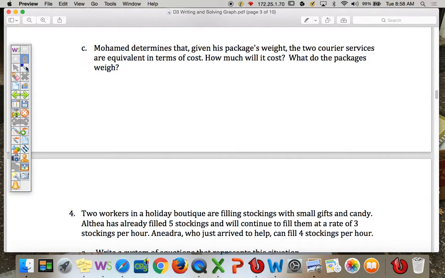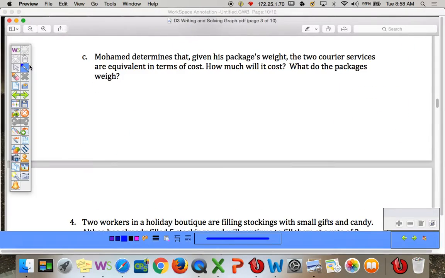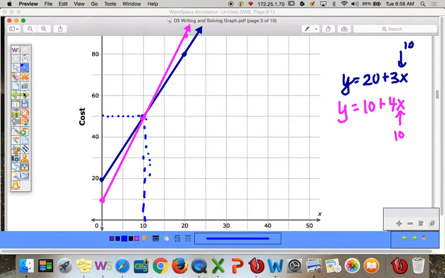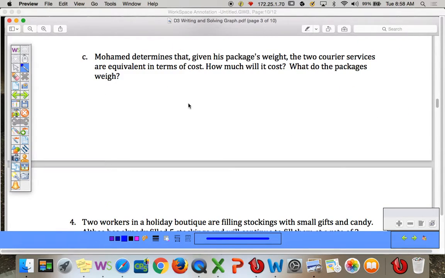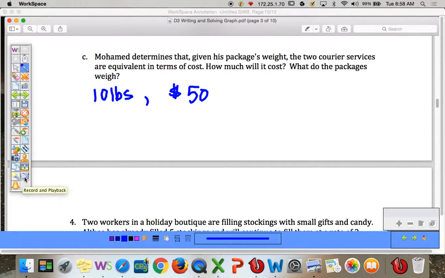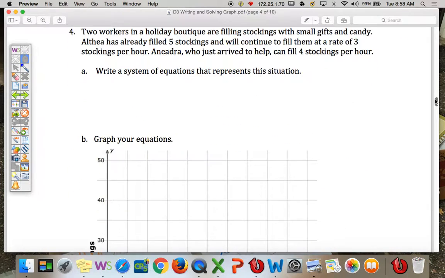Mohammed determines that given his package weight, the two are equivalent. And how much will it cost when they're equivalent? Well, $50 at 10 pounds. We could also write that as a coordinate (10, 50), keeping in mind that x is weight and y is money. Okay, let's do one more.